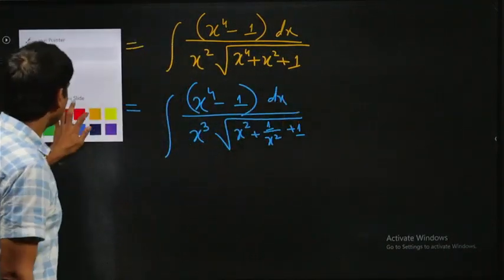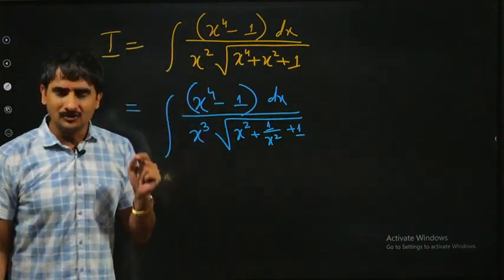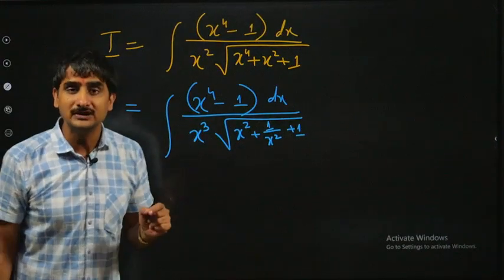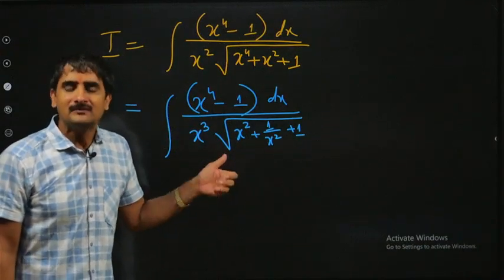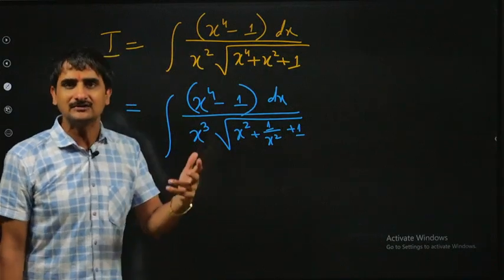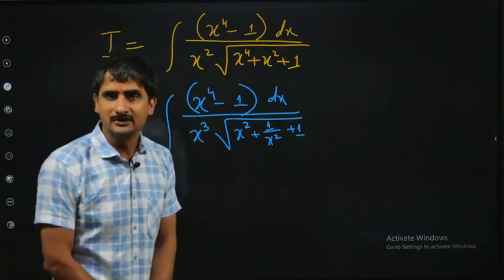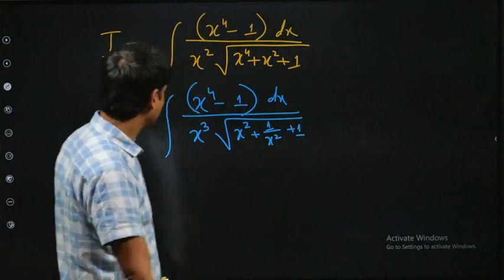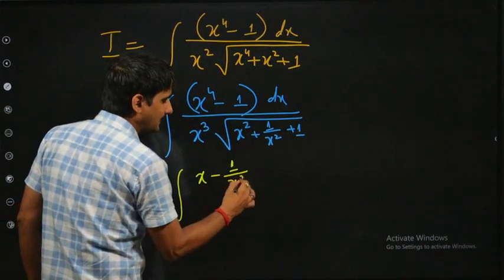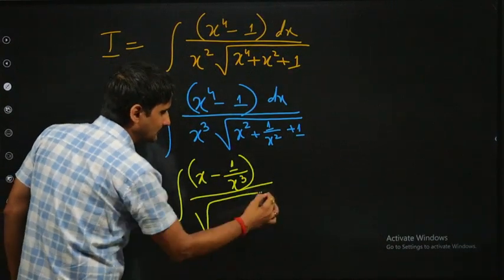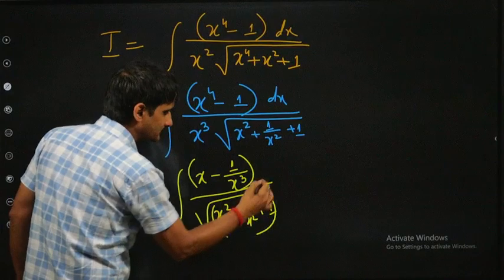Now see again, method of substitution. I have been saying this again and again: the method of substitution is the single most important, most powerful tool in indefinite integration. That's what I was thinking about when I solved this question. We want something in the denominator so that we get its derivative in the numerator. So when you take x cube to the numerator, you get x minus 1 by x cube over the square root of x square plus 1 by x square plus 1.